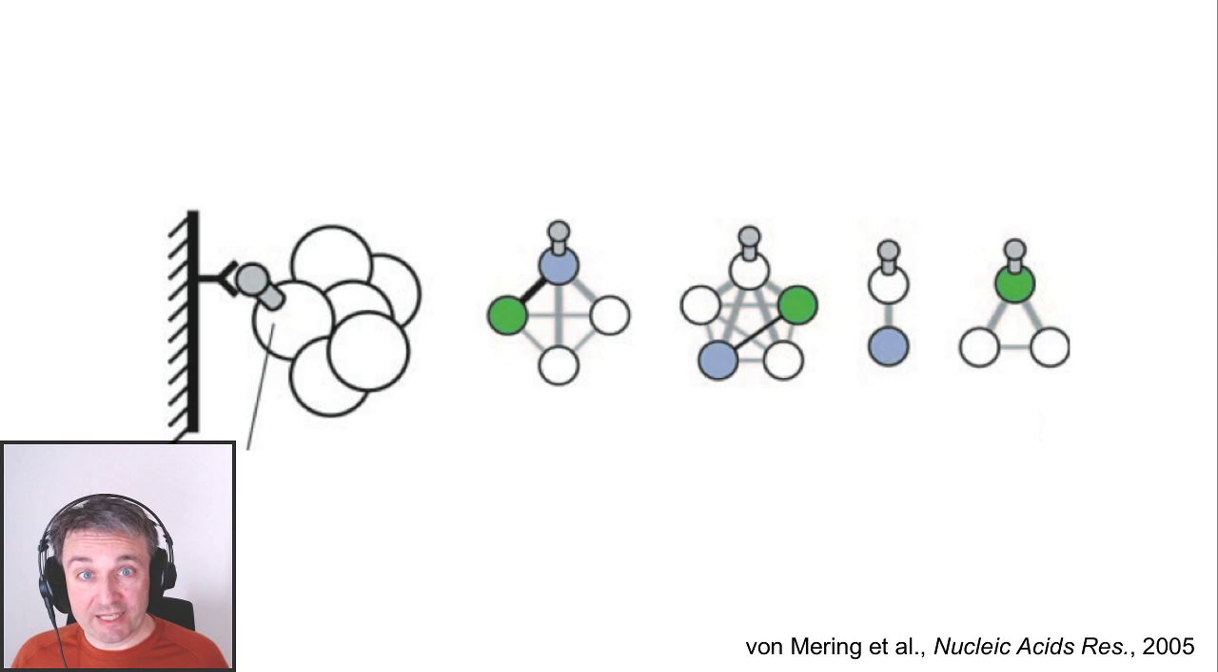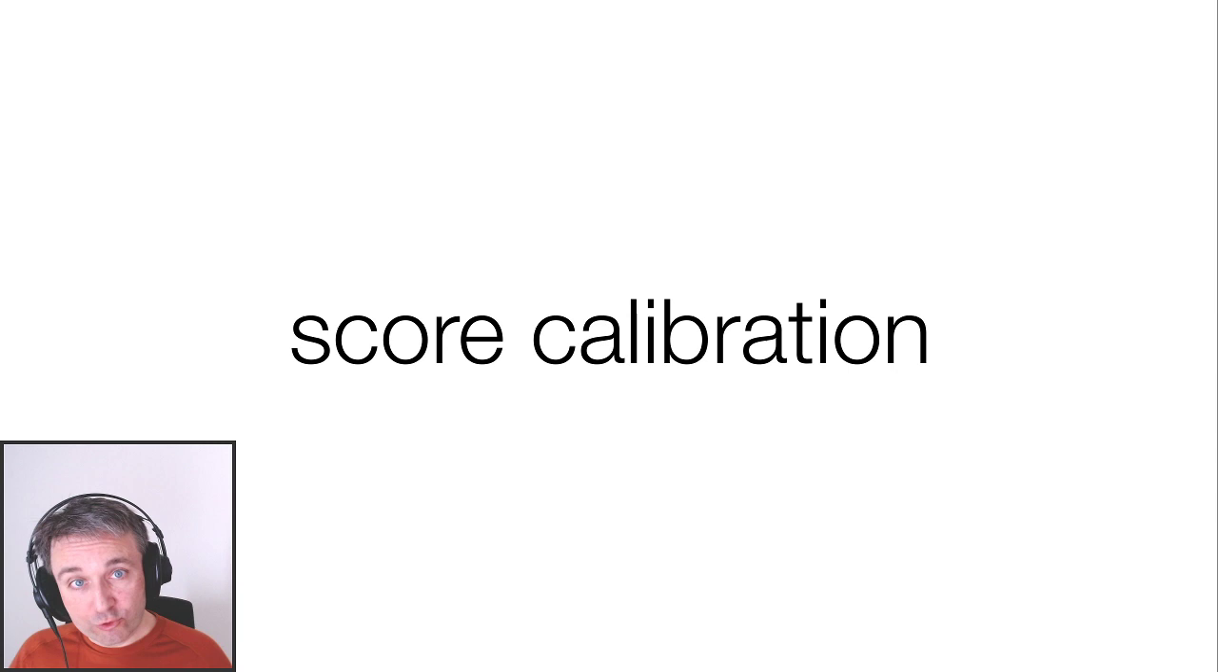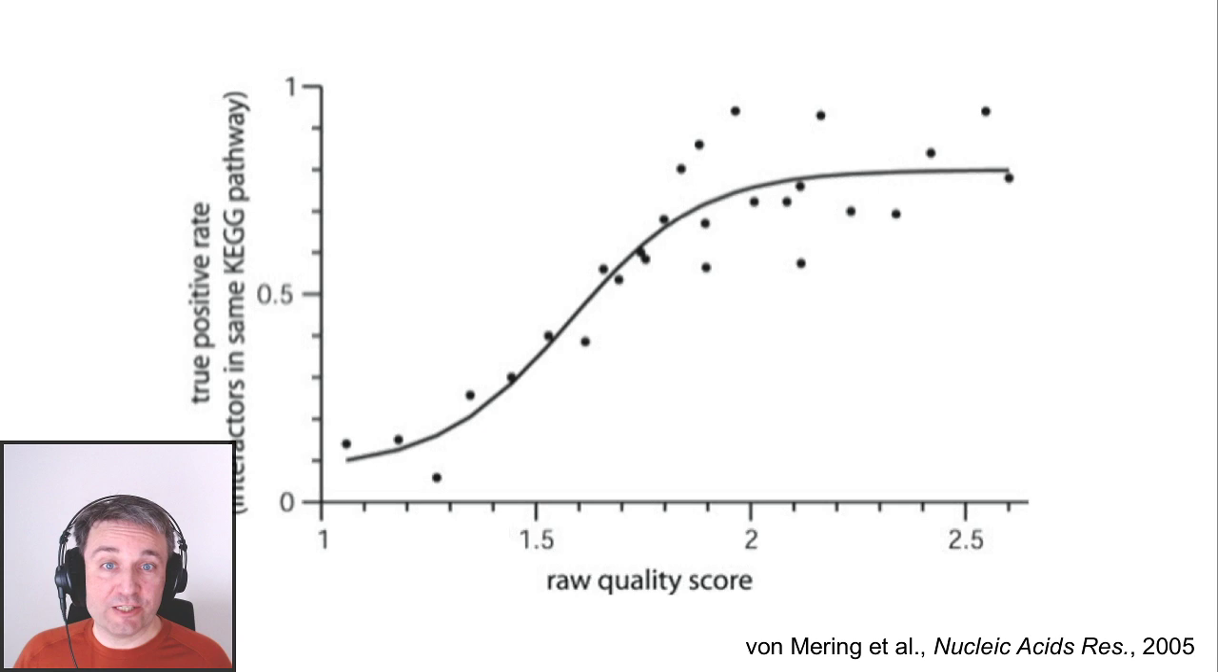Now, once you have your raw quality scores for each type of data or each big screen, you need to do score calibration. The idea here is that we compare everything to a common standard, in our case, pathways from the KEGG database. Now we try to say, how do these interactions, depending on their score, agree with gold standard pathways that represent what we know about which proteins are in a pathway together.